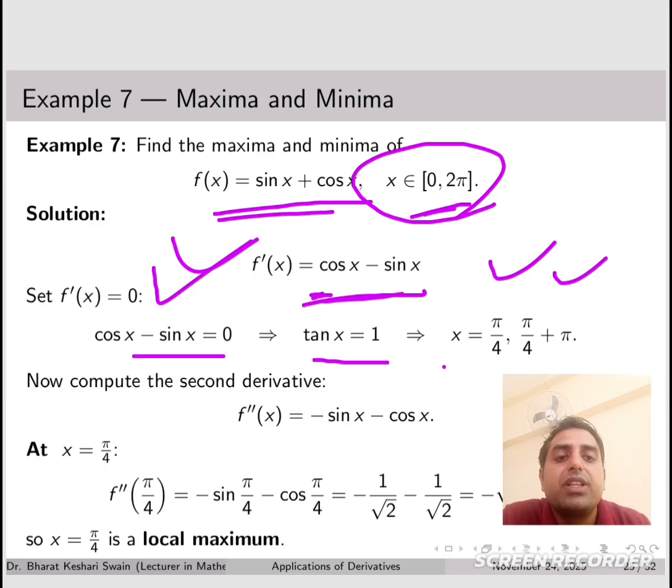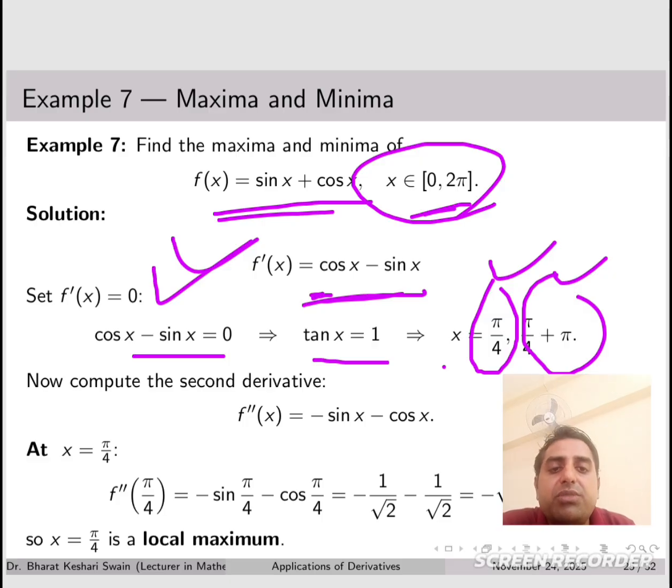Don't take greater than 2 pi. So in between 0 to 2 pi we have to take the points. So tan x equal to 1 means x equal to pi by 4 or pi by 4 plus pi, because the period of tan x is pi. So at pi by 4 it is 1, also at pi by 4 plus pi it is also 1. So what are the possible extreme points? Pi by 4 and pi by 4 plus pi. These are the two possible extreme points.